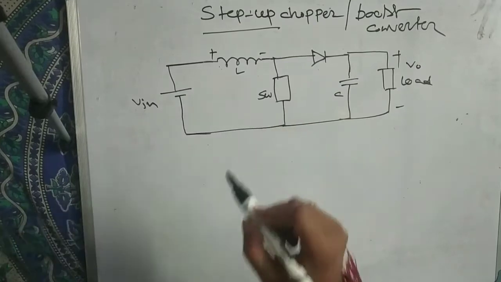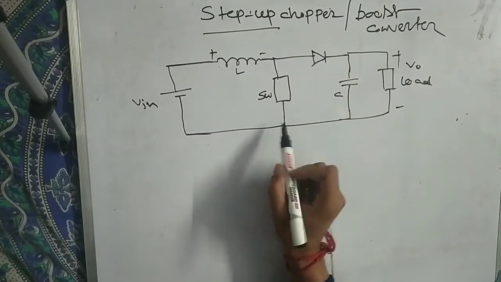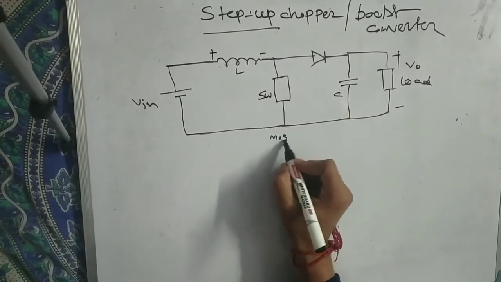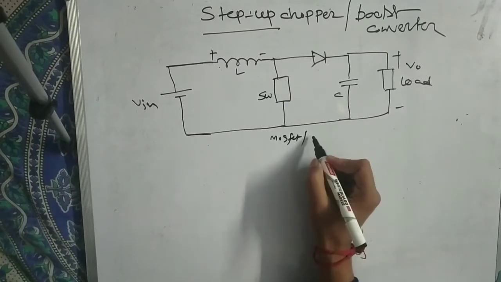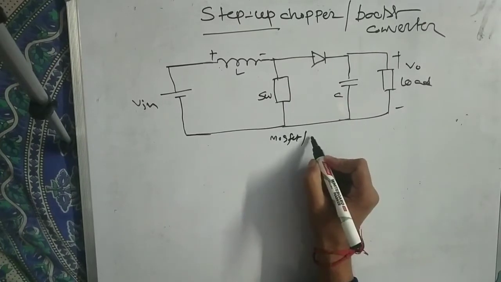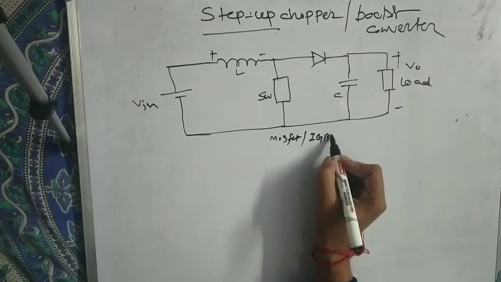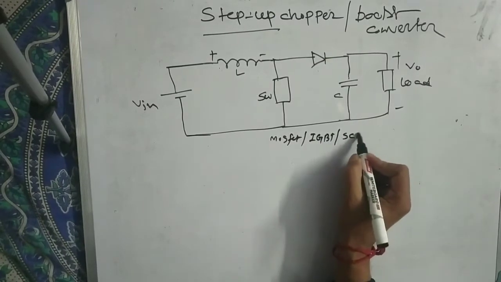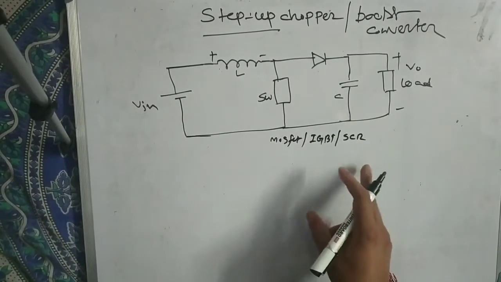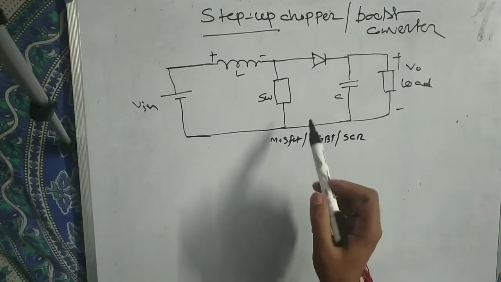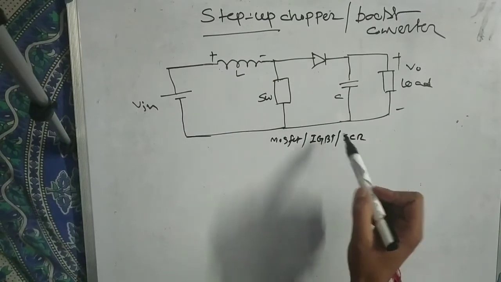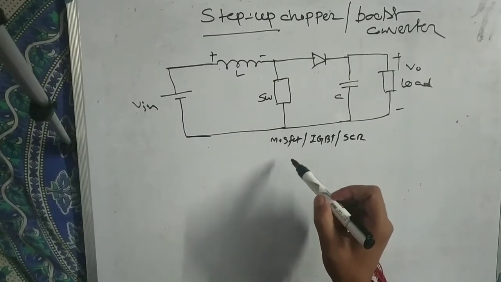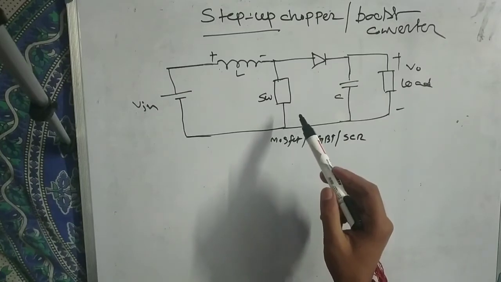Now the switch is off. We have already discussed that the switch can be a MOSFET, IGBT, or SCR, whichever you choose. The switch may be chosen by the frequency requirement.